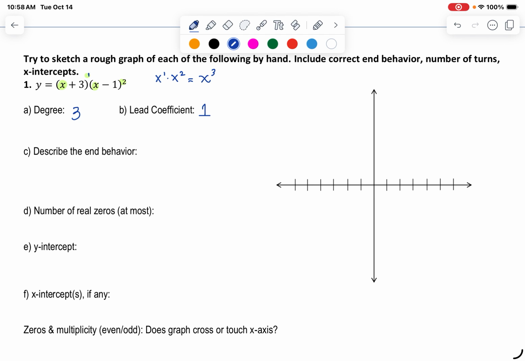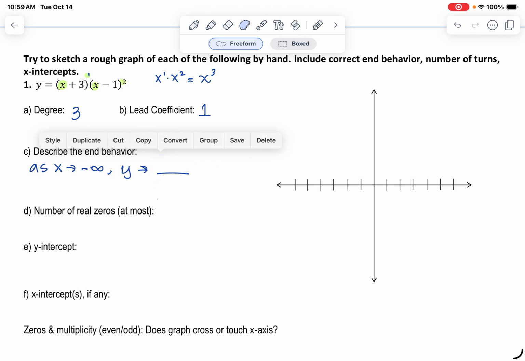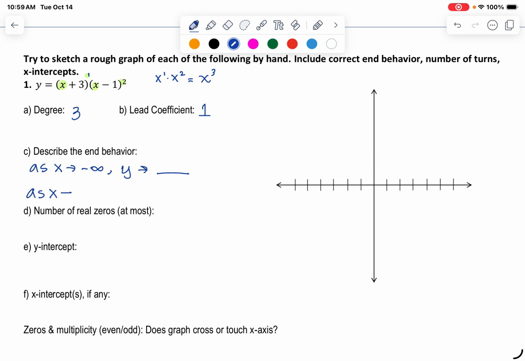Your end behavior is always going to look like this. As x approaches negative infinity, comma, f of x approaches, and then you're filling in the blank there, okay? Or y approaches. This one's y, so let's do y. Let's be accurate here. And then you're going to have as x approaches positive infinity, y approaches, and you're filling in the blank right there.